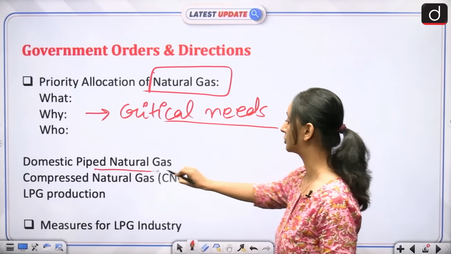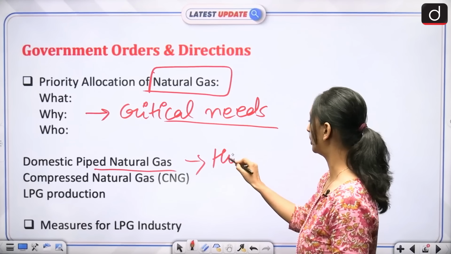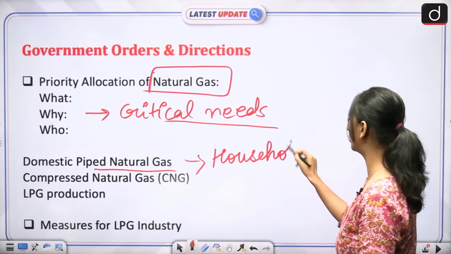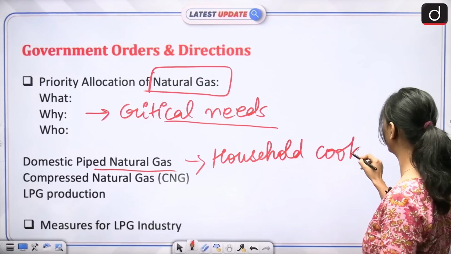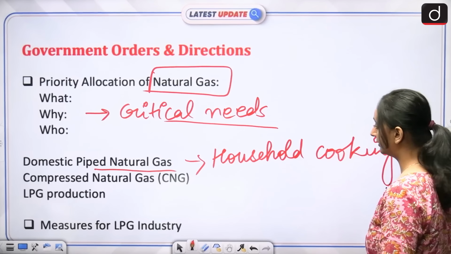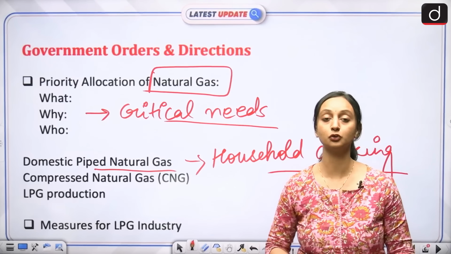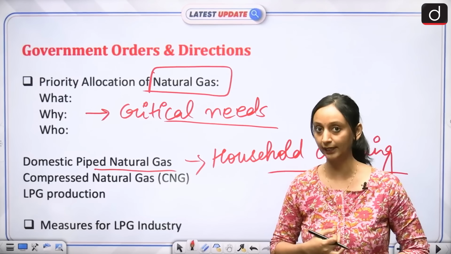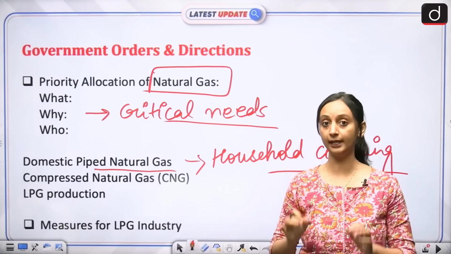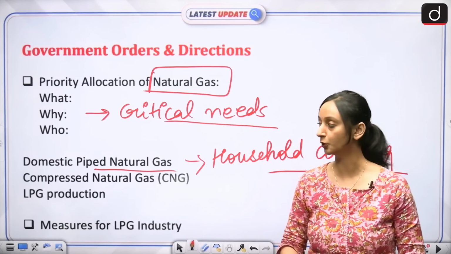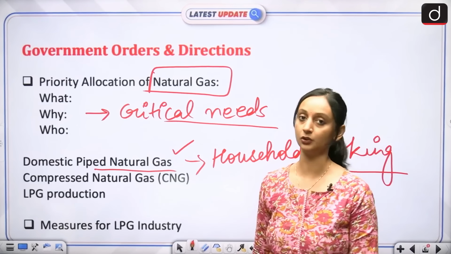Domestic piped natural gas, which ensures household cooking. So in this scenario, our households should not fall short of cooking gas. That is why priority allocation of natural gas will go to domestic piped natural gas.